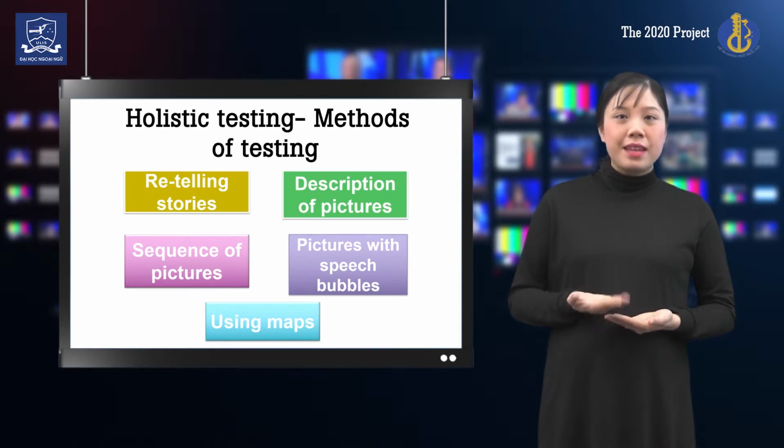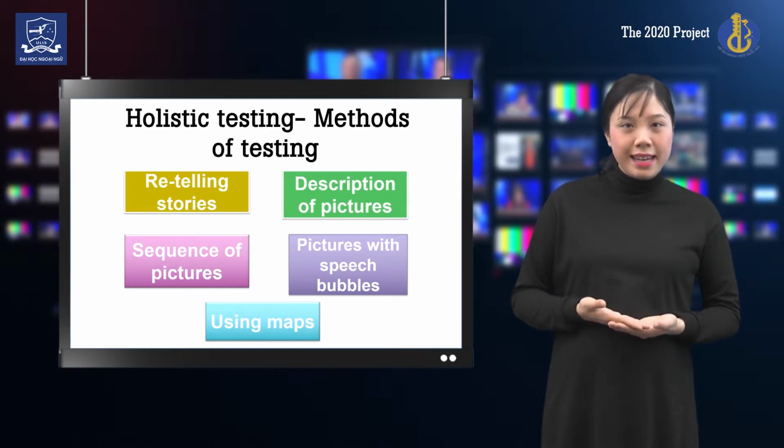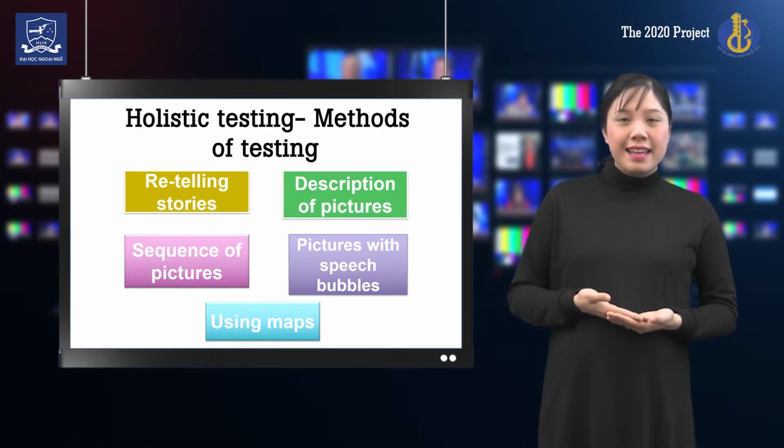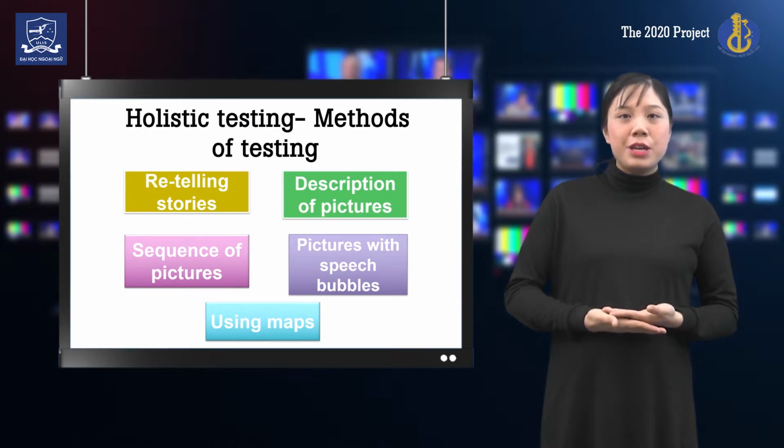Retelling story. This kind of test involves first reading a story silently and then telling the story using one's own words and sentence structures. The assessor may interfere, giving further questions. Description of pictures. Pictures may be used for description of objects, people or scenes, or for comparisons of two similar pictures, in which the learner looks for similarities and differences.